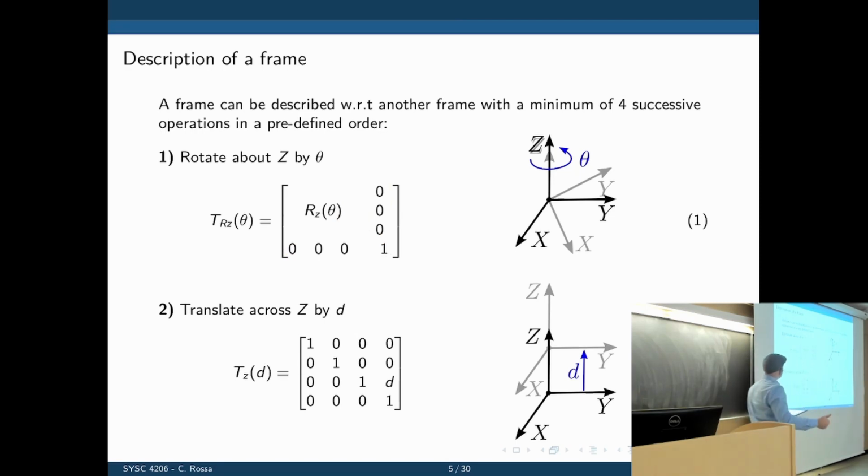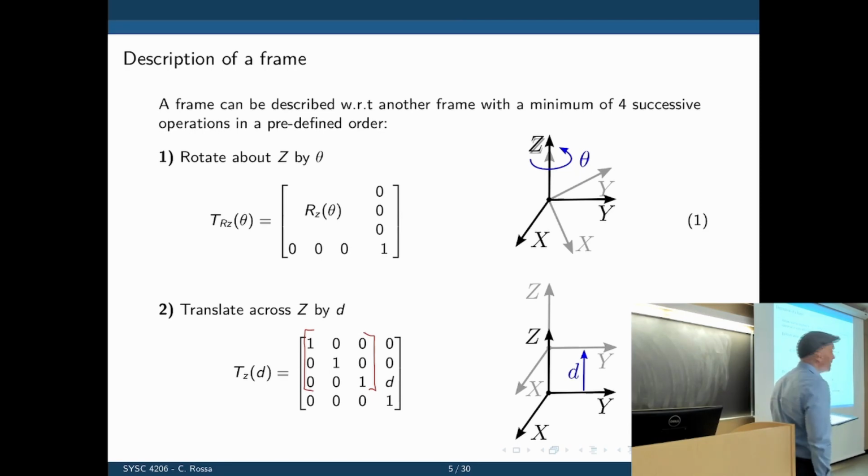The second is the translation across Z. So you rotate about Z first. Now you're going to translate across Z by the amount D. So we rotate about Z. Now translate across Z by D. What's the transformation matrix? So it's again a rotation matrix. Here it is. What's this rotation matrix saying?